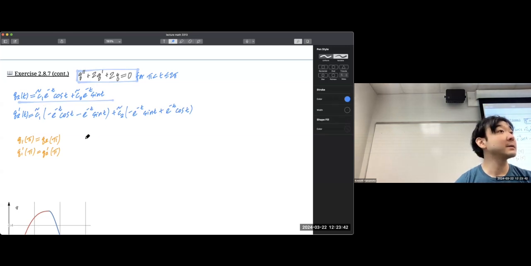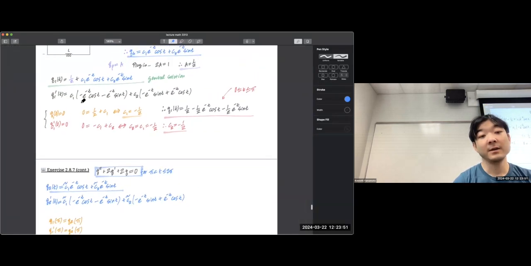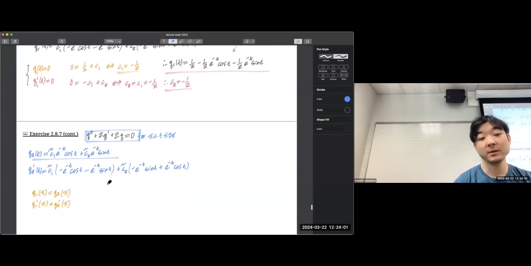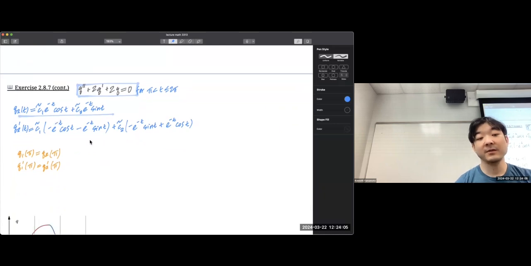We're putting tildes on the C1 and C2 because that pair is different. The C1 and C2 pair for the Q1 solution is not necessarily going to be the same as the C1 and C2 pair in your Q2 solution. So that's the first derivative, the derivative of Q2.